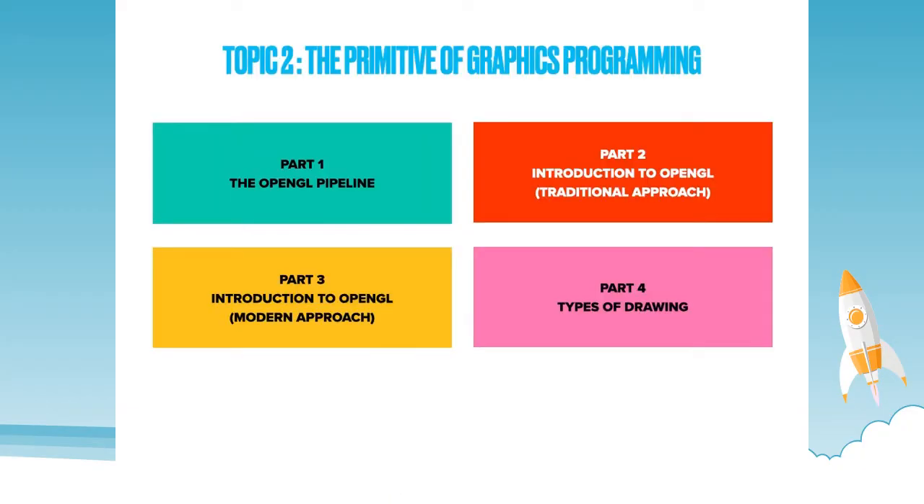Welcome back! I hope you grabbed some basic idea about this topic 2. Basically, this topic 2 will be divided into 4 different parts. In the first part, we will look at the OpenGL pipeline, followed by the introduction to OpenGL using the traditional approach and the modern approach in part 2 and part 3 respectively. Last but not least, we will discuss the different types of drawing that are available in OpenGL.